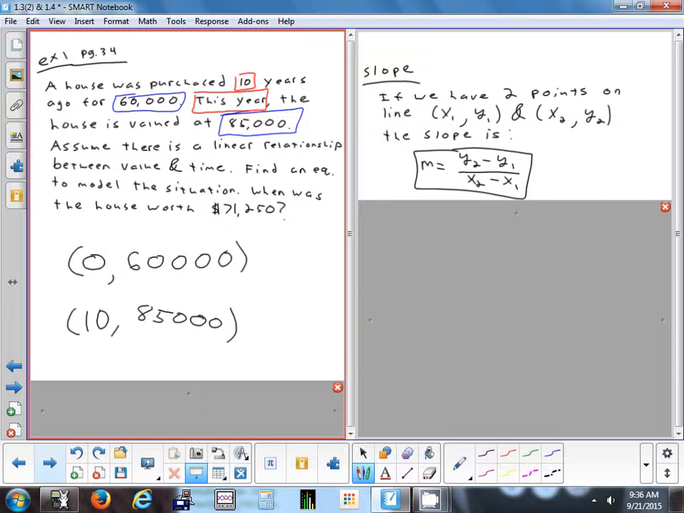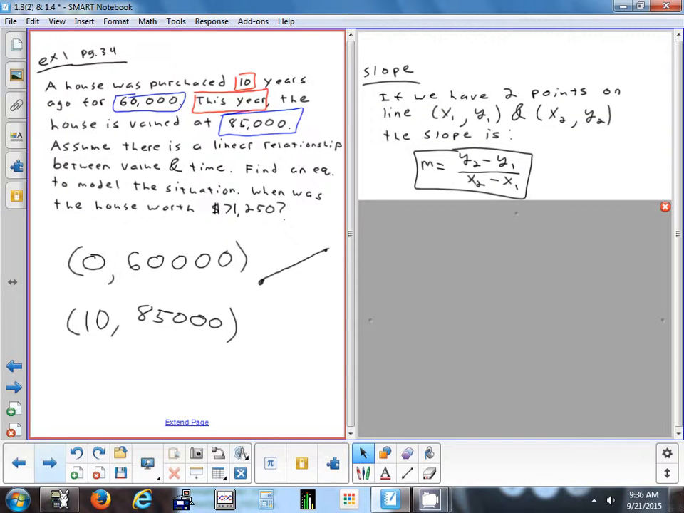And what we're going to do is assume that the value of the house basically starts here and ends here. The value of the house has just gone up, just to make it simple. Right? So I tried to think of my data in terms of a coordinate. Okay, first thing I'm going to do is find the slope. And to find the slope, I put that formula on the other page. It's y2 minus y1 over x2 minus x1.